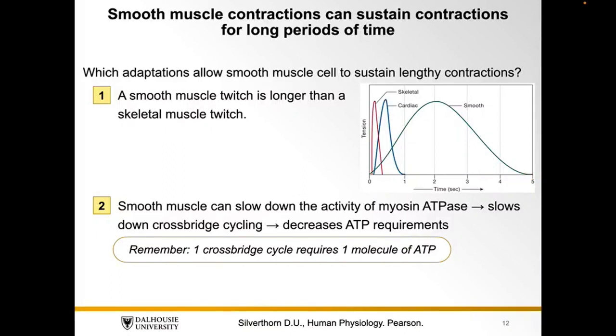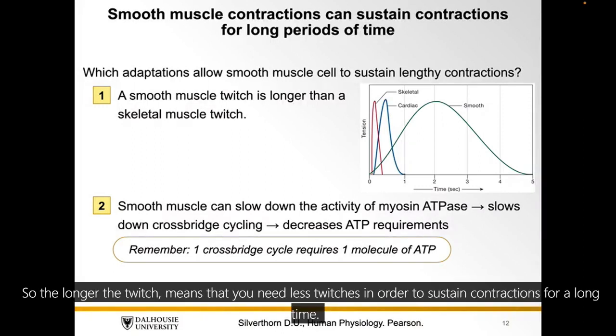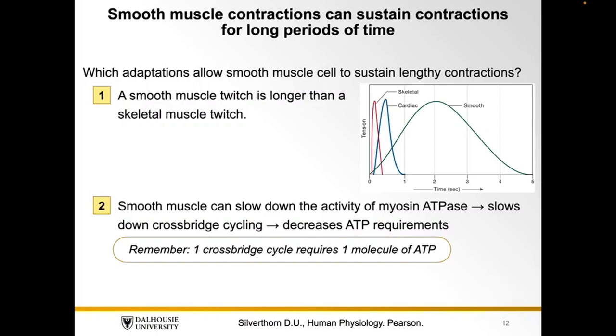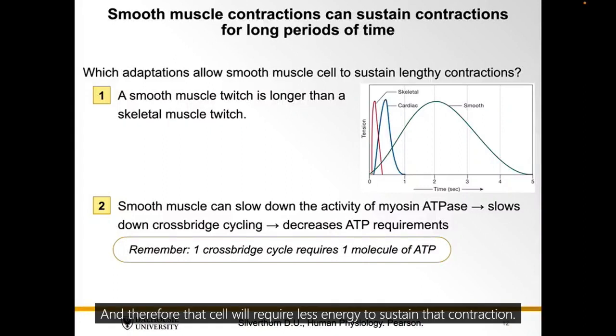Now remember that every time there is a twitch happening, it requires energy, or ATP. So the longer the twitch means that you need fewer twitches in order to sustain contractions for a long time, and therefore that cell will require less energy to sustain that contraction.